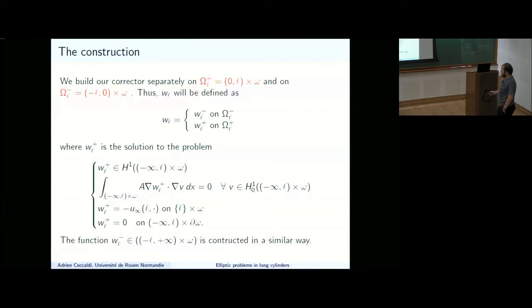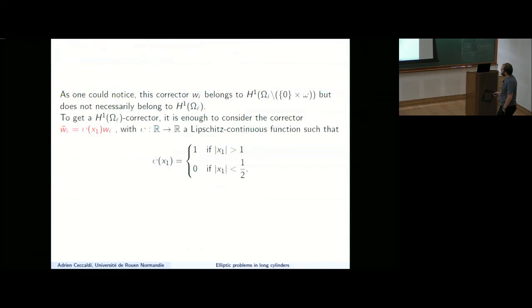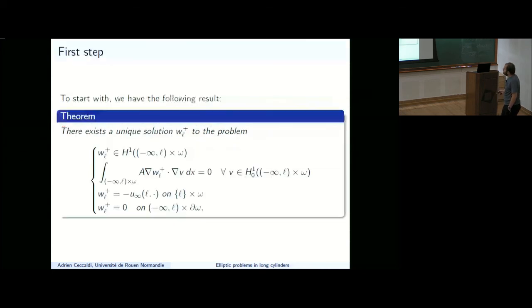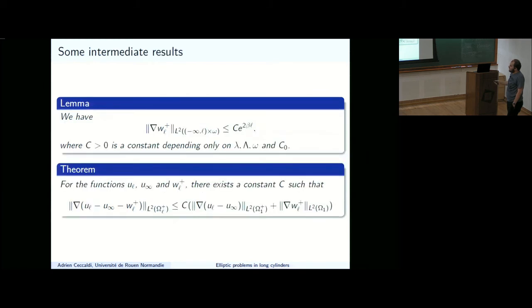So the corrector on the right-hand side is solution to this problem. And the corrector will belong, because there is no junction point, to H1 of omega L minus the section at the origin. But it's enough to get an H1 corrector on the whole cylinder to just multiply by a cutoff function, which can be this kind of thing. Okay, so first step, there is a unique solution to the problem verified by WL+. I skipped some proof because we don't have too much time to spend on that.